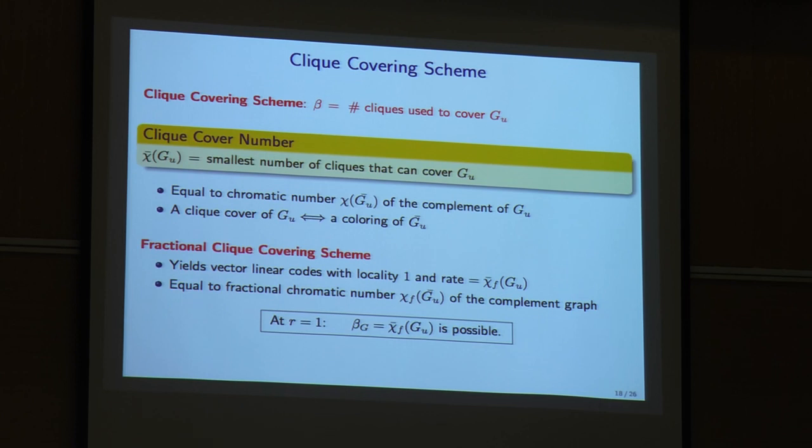There's also a fractional version of the same problem. If you allow coding over time, then I can do slightly better. So you can achieve what is known as the fractional clique covering number of G. Okay. So I will not go into it because this gives you the basic idea. But if you code over time, you can do slightly better.